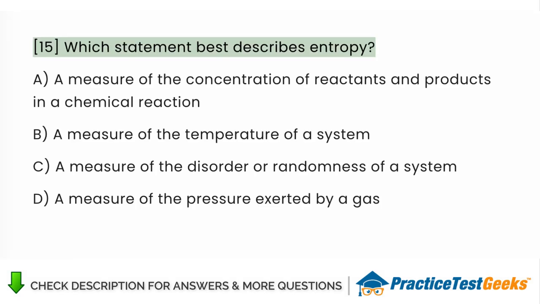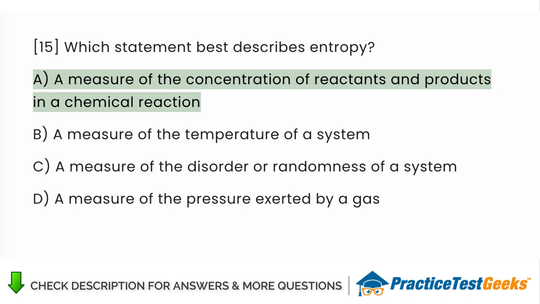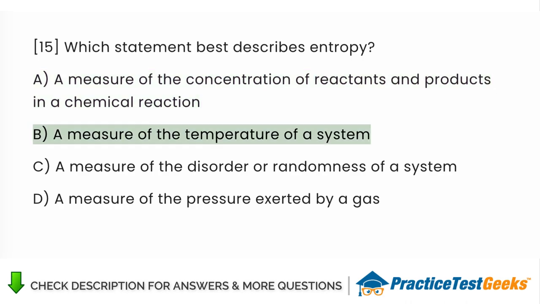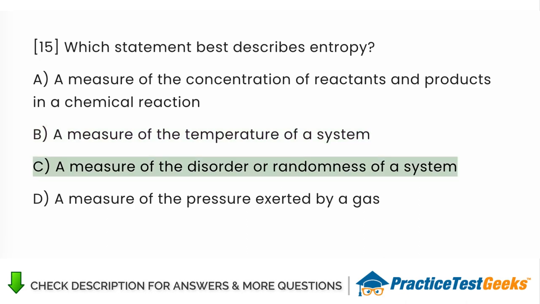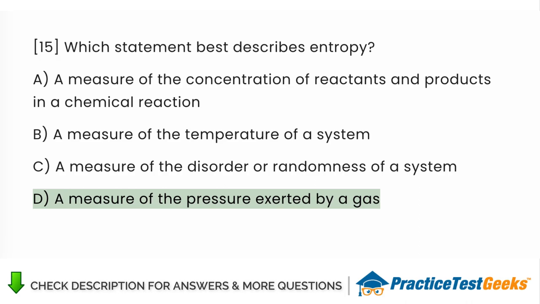Which statement best describes entropy? A. A measure of the concentration of reactants and products in a chemical reaction. B. A measure of the temperature of a system. C. A measure of the disorder or randomness of a system. D. A measure of the pressure exerted by a gas.